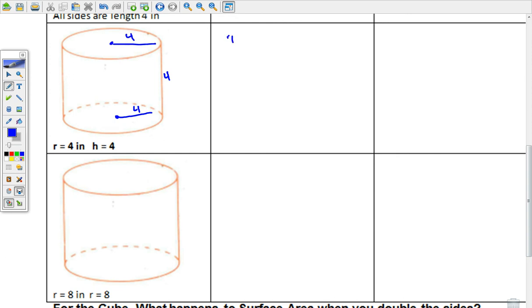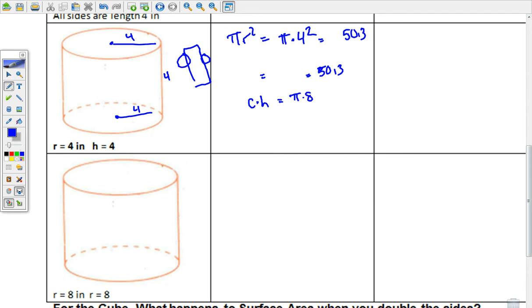To find the surface area, we're going to do pi r squared, which is pi times 4 squared. And we have 2 of those circles. Remember, we're trying to do both circles and the rectangle. So pi times 4 squared is 50.3, and we have 2 of those. And for the rectangle part, remember that's circumference times the height. Circumference is pi times diameter, or pi times 8, times our height of 4. And that gives us 100.5.